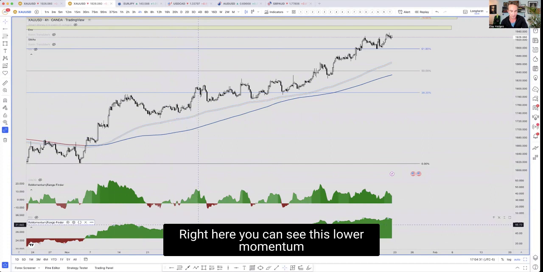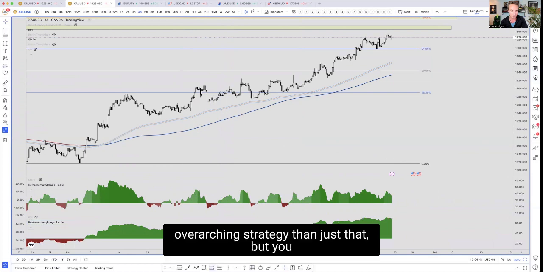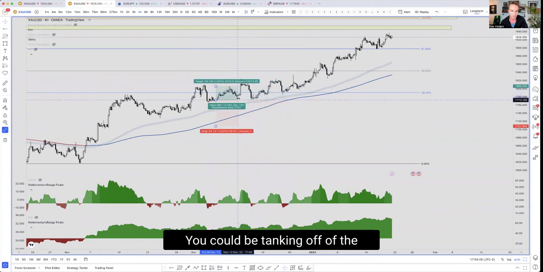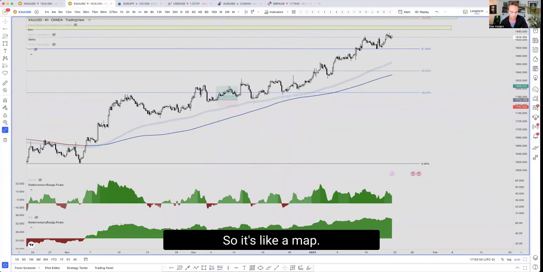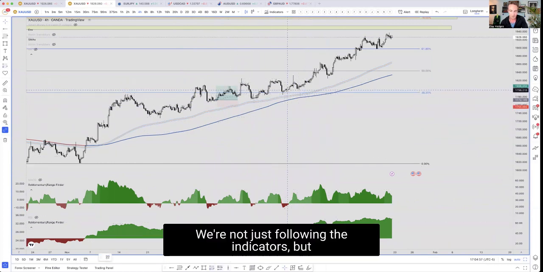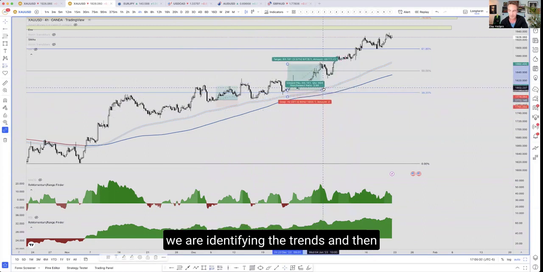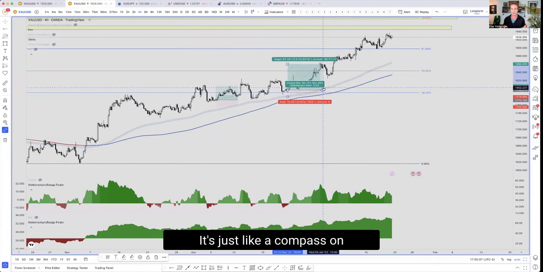You can see this lower momentum is measuring out the strength of the trend. This is slightly faster, and you can see these pullbacks here. Of course, there's more to the overarching strategy than just that, but these are potential trade setups you could be taking off of the momentum, using this as a guide, right? So it's like a map. We're not just following the indicators, but we are identifying the trend and then looking for these high probability pullback points. It's just like a compass on a map.